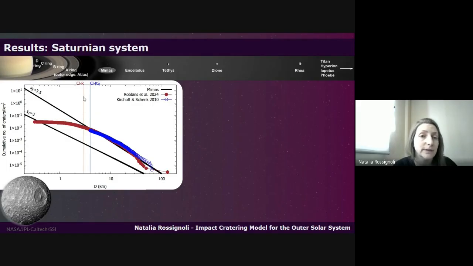And in the vertical lines, we see here in matching colors what is called the completeness limit of the crater count. So this means that craters that are larger than this limit are complete due to the image resolution that the authors used. So they are more reliable, the larger craters.